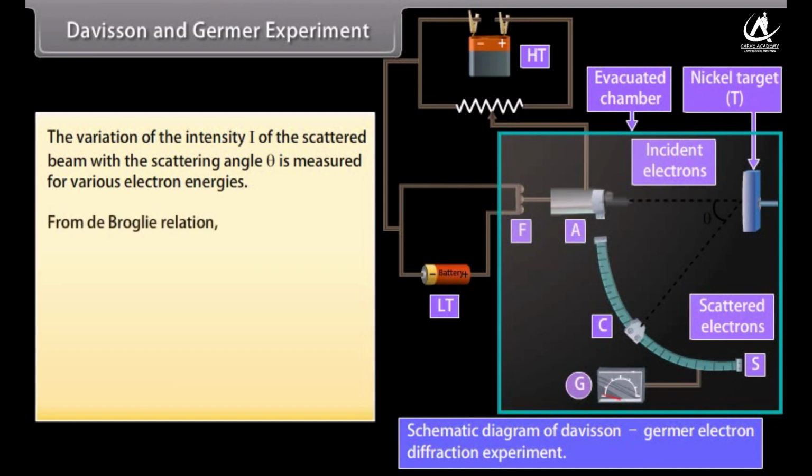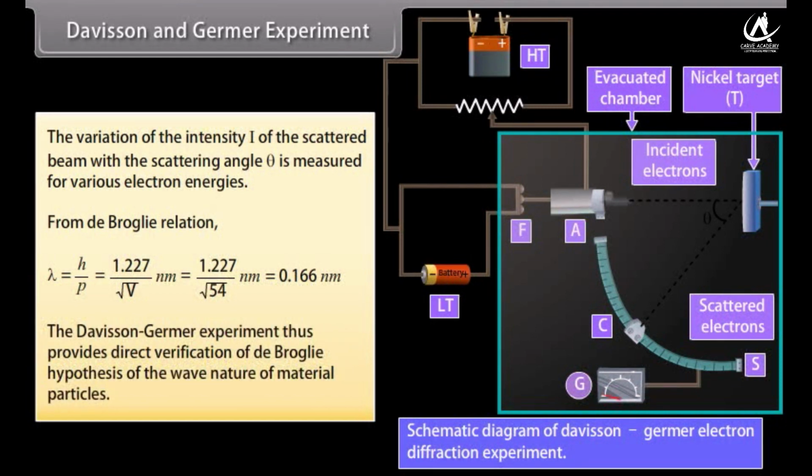energies. From the de Broglie relation, the de Broglie wavelength associated with the 54 eV electrons can also be determined. For these electrons accelerated through a potential difference of 54 V, λ = h/p = 1.227/√V nanometer = 1.227/√54 nanometer = 0.166 nanometer. The Davisson-Germer experiment thus provides direct verification of the de Broglie hypothesis of the wave nature of material particles.